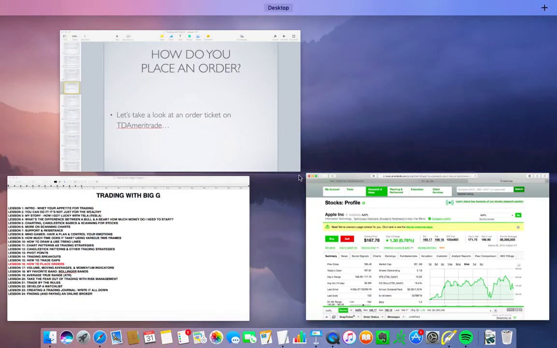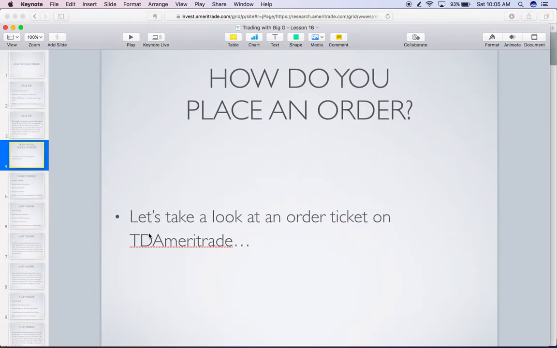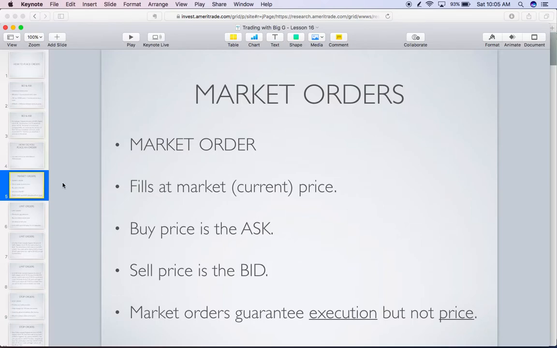So let's go back to our slides. We took a look at the order ticket. Now let's talk about those different types of orders. You had the market order. A market order fills your order at the current market price. So when you buy, the buy price is the ask, and when you sell, the sell price is the bid, just like we looked at a minute ago.